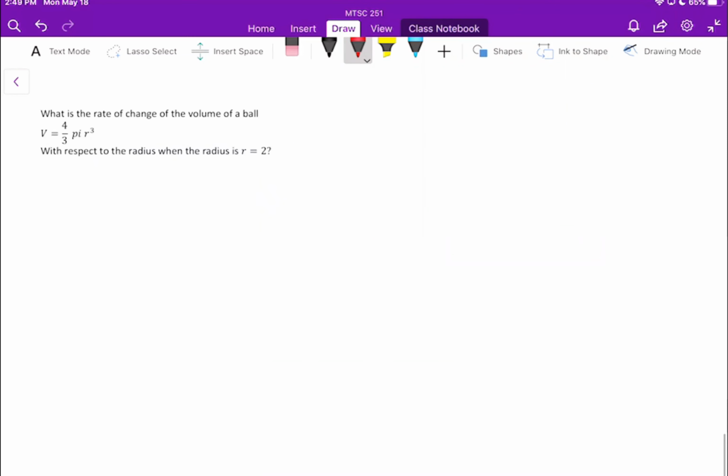Last question. What is the rate of change of the volume of a ball, where the volume is 4/3 pi r cubed, with respect to the radius when the radius is r equals 2? So the rate of change is actually, again, the derivative. So we want to look at the rate of change of v. All right, so that's going to be v prime, or as we will call it, v prime of r.